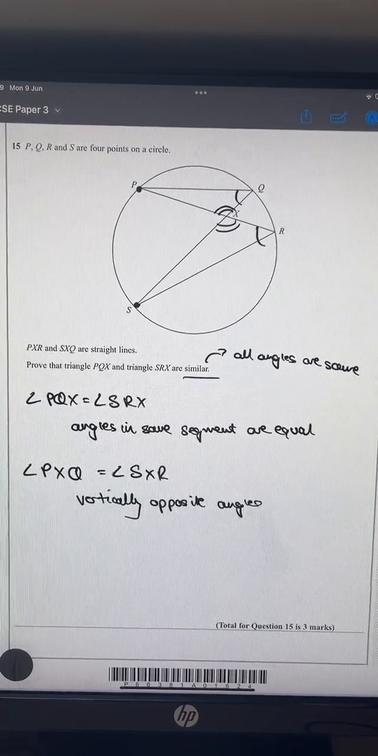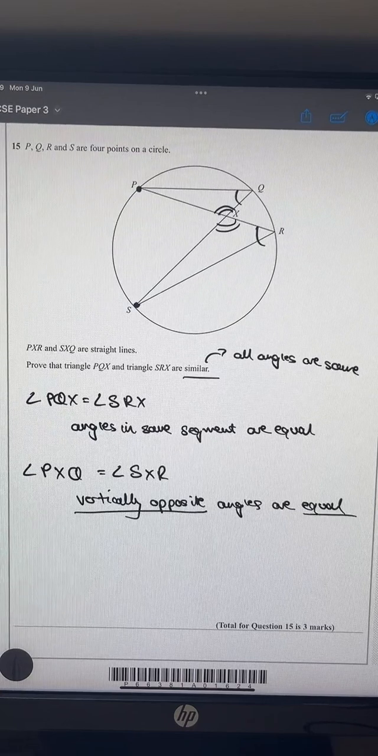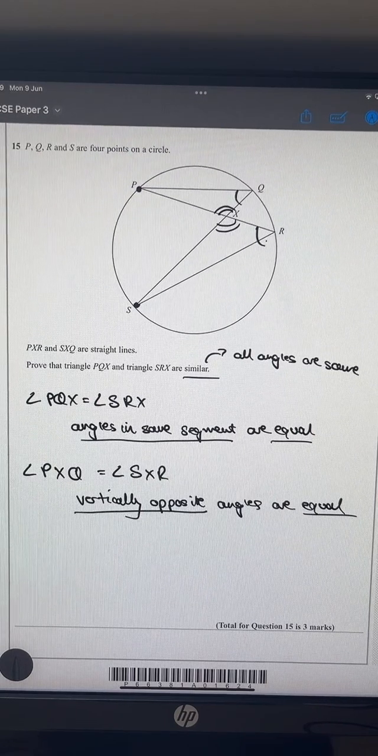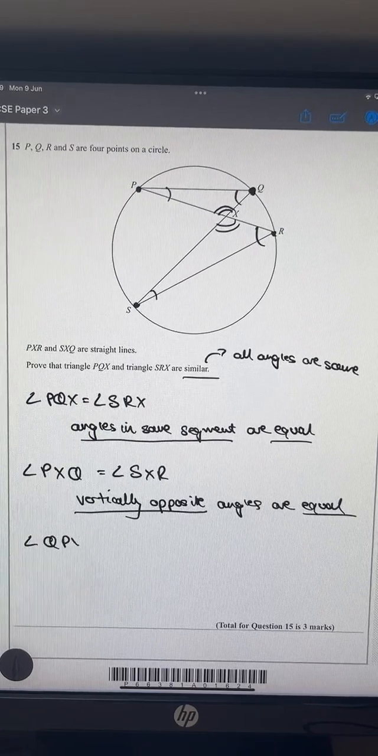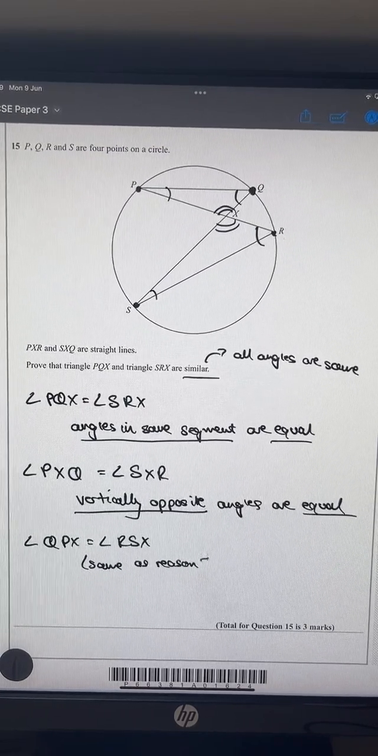angles are equal. So it's important to say they're vertically opposite and they're equal, and here angles in the same segment are equal. These are the words that get you the marks. And I've still got one angle left. Well, because 2 of the angles are the same in each triangle, the third one has to be the same. Or we could just say this and this is also angles in the same segment. So we can just say that angle QPX equals angle RSX, and same as reason 1.